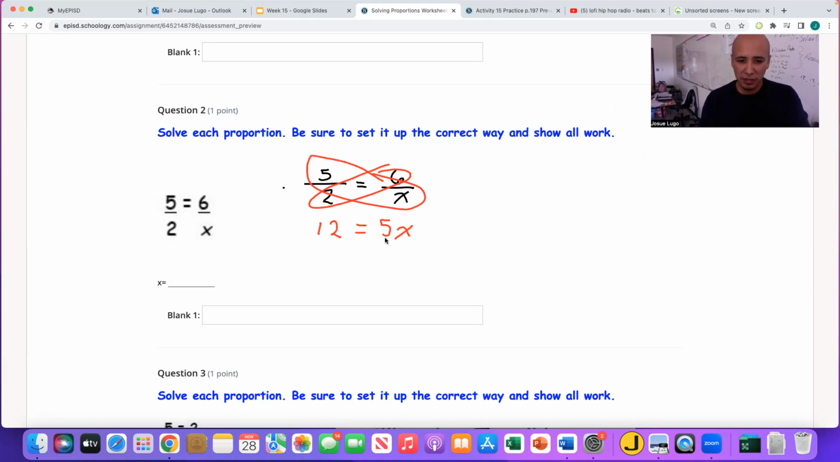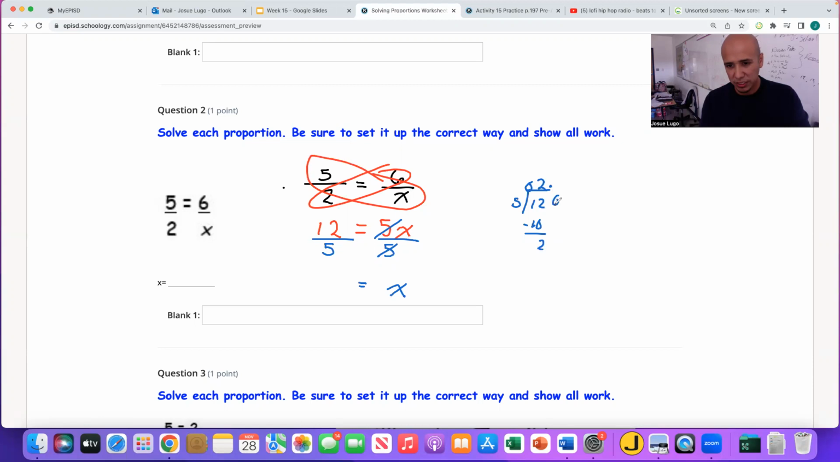So you always divide by the number next to the variable. So I'm going to divide by 5. And whatever I do to one side, I do to the other. So x will equal whatever 12 divided by 5 is. So 12 divided by 5. 5 does not go into 1, but it goes into 12 twice.